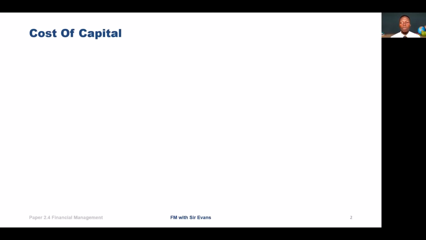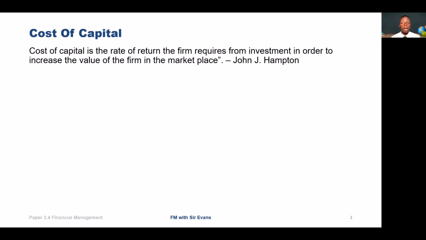So what is cost of capital? It is the rate of return that a firm will require from investment in order to increase the value of the firm in the marketplace. This is by John J. Hampton. So the idea of cost of capital is what rate will help us increase the value of the firm when we engage in an investment.